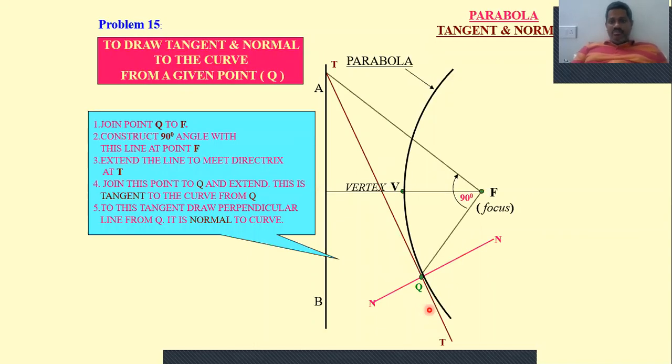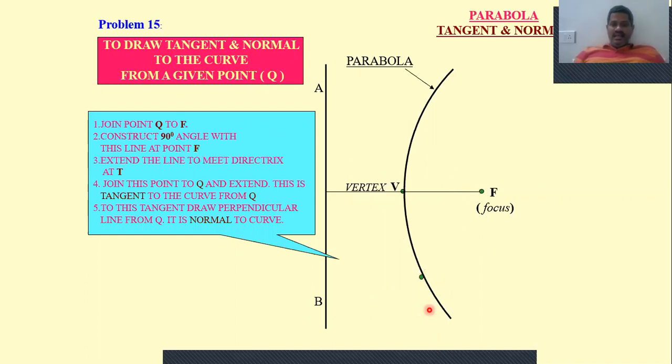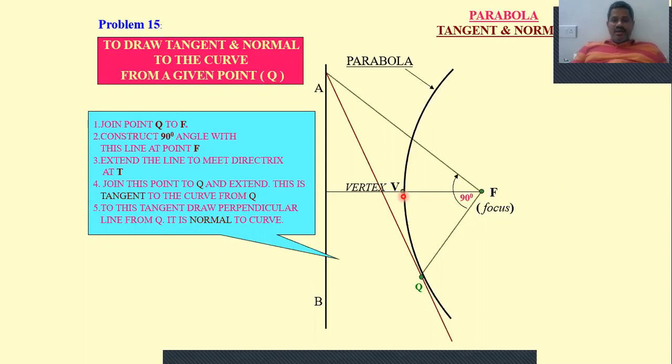Then for the parabola also, same method. As I said just now, the vertex is exactly at the half here, because the eccentricity is 1. Now let us see, take a point Q here and join Q and F like this. Draw a perpendicular line to FQ up to the directrix, and from the intersection point on the directrix, draw a line that must pass through Q like this. Draw a perpendicular line to this tangent. So you have drawn the tangent and normal to the parabola also.